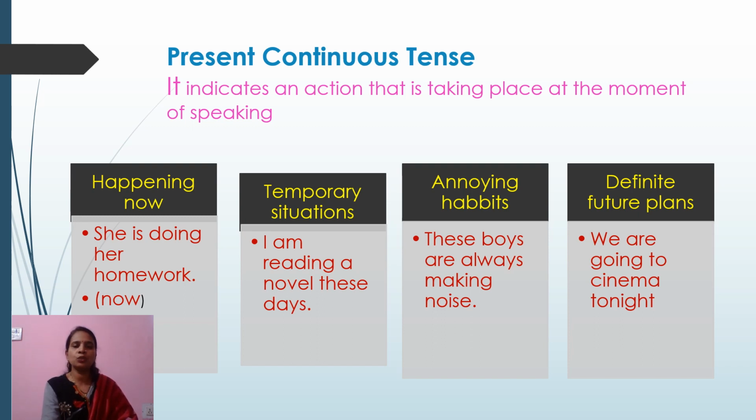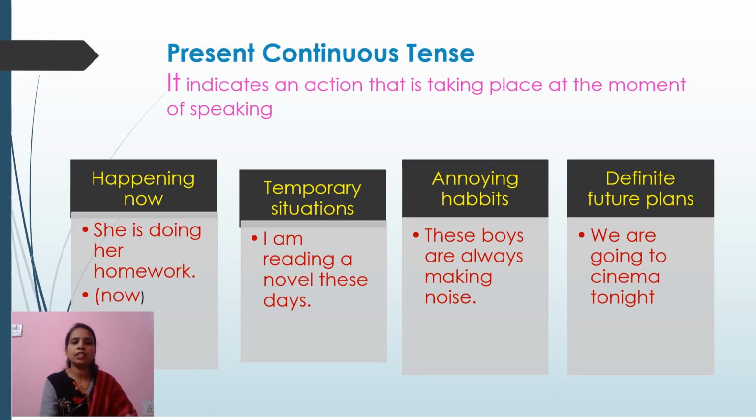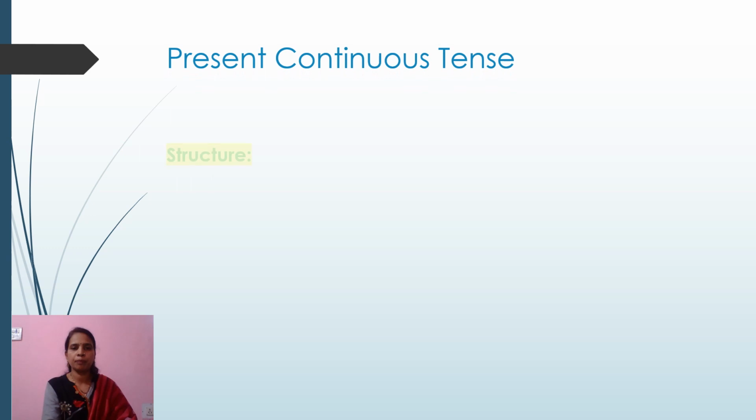Some temporary situations, like I am reading a novel these days. It means I am not reading the novel at present. Some annoying habits or complaints, like these boys are always making noise, and some definite future plans are also written in present continuous tense. For example, we are going to cinema tonight. We are not going just now, but it's our future plan. So these are the uses of continuous tense.